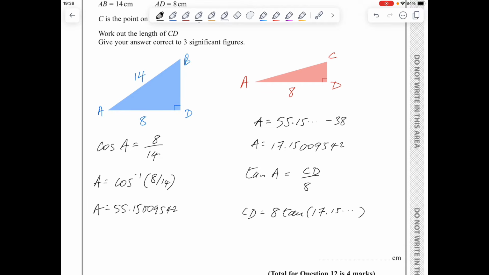You have the answer of the angle, just put it in the calculator, type the whole thing. This will come out to be 2.47 centimeters.